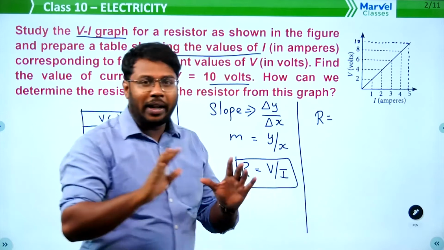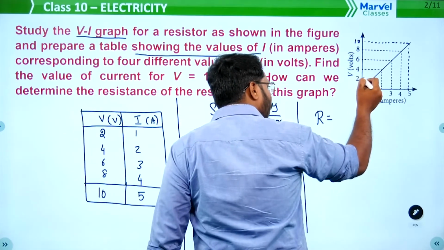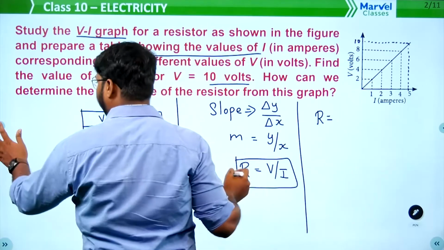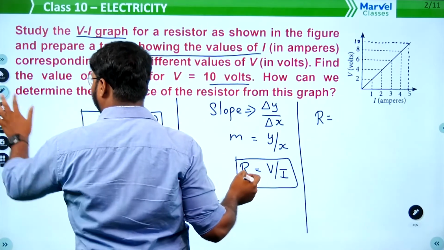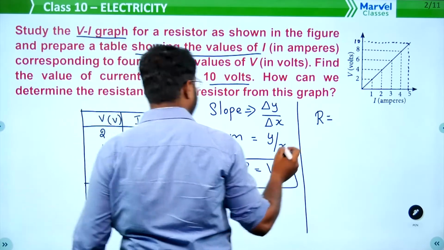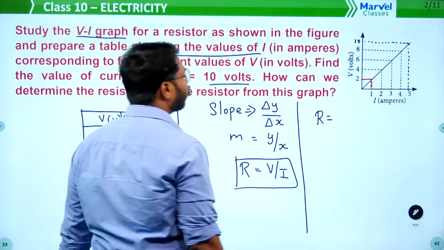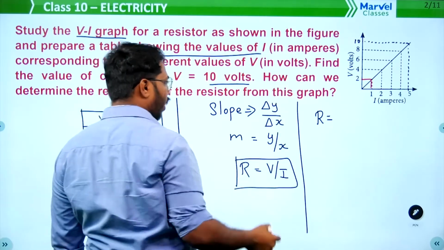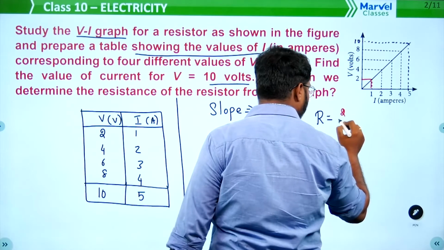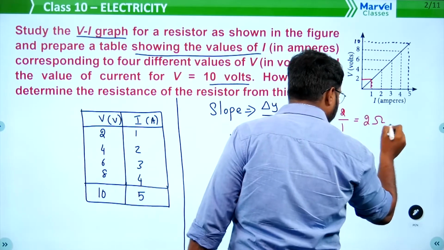I am going to take the first set of quantity on this one. Look, I am going to take this and calculate the resistance for this set. 2, 1. So along y you have 2, along x you have 1. So the resistance is 2 ohms.